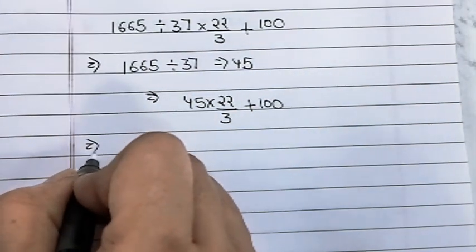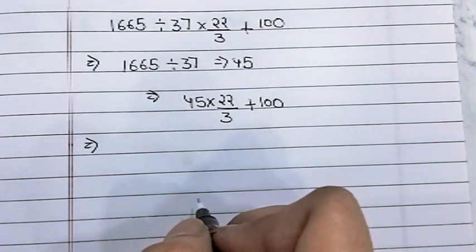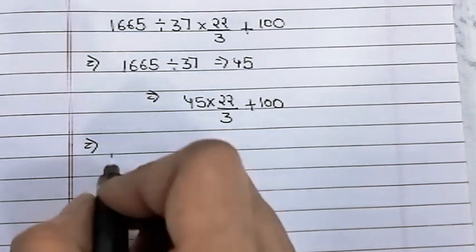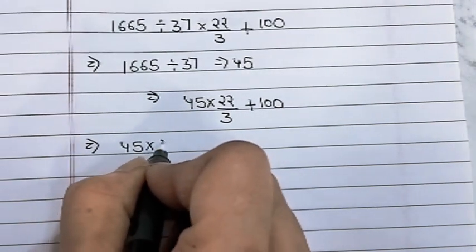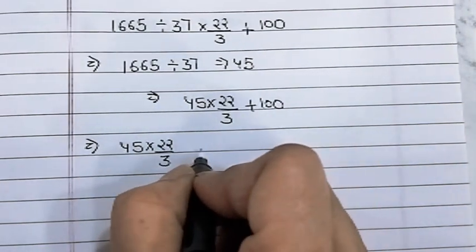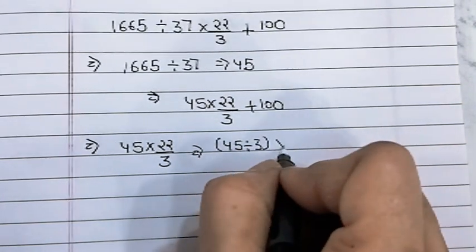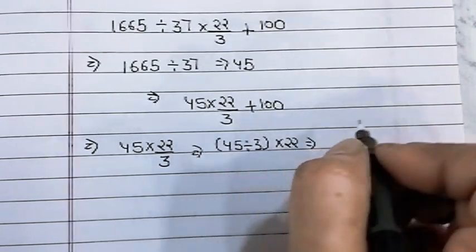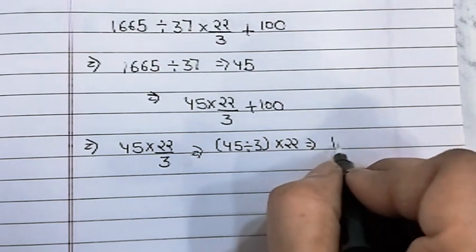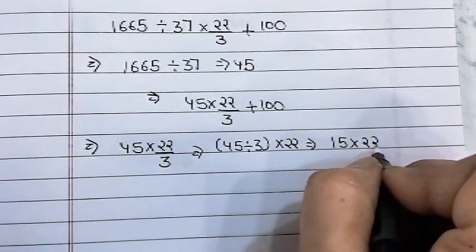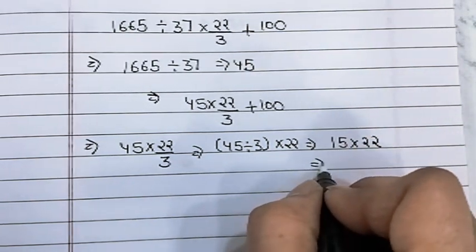Now the third step says multiplication. Now multiply the remaining factors. So 45 multiplied by 22 by 3. So 45 divided by 3, multiplied by 22. After dividing, you will get 15 multiplied by 22, and you will get 330.